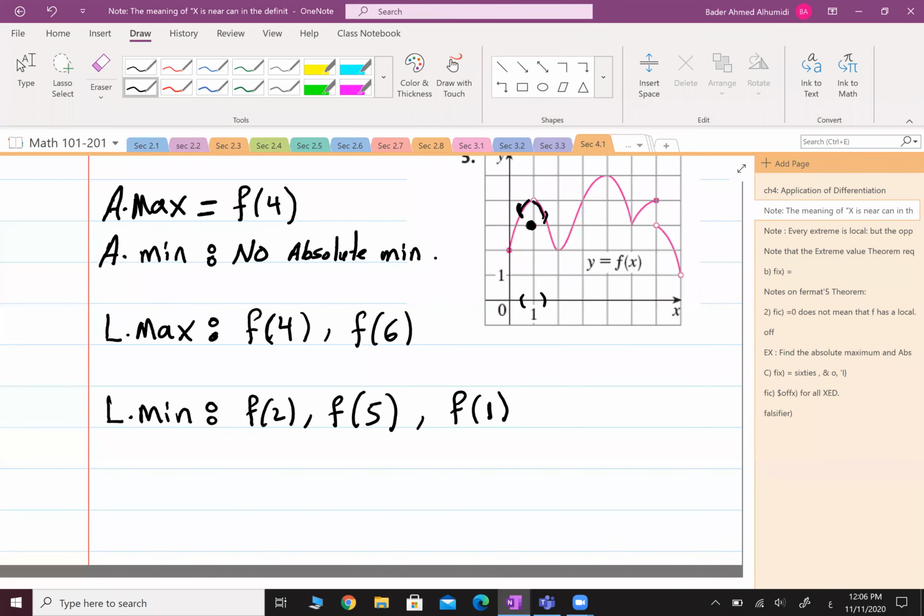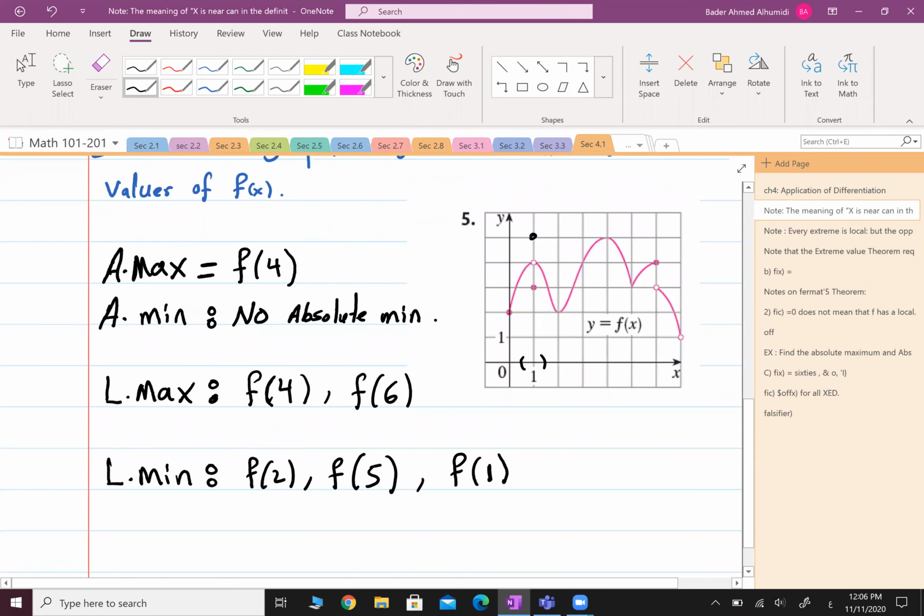Of course, the answer is yes. The value at 1 is lower than any point in this portion of the graph. In that case, yes, f of 1 will be called a local minimum for the function. If the point were here, for example, what do you call f of 1 in that case? Local maximum.